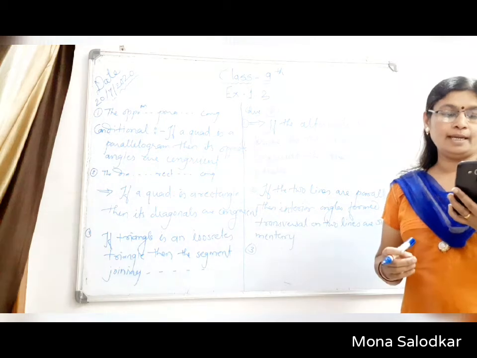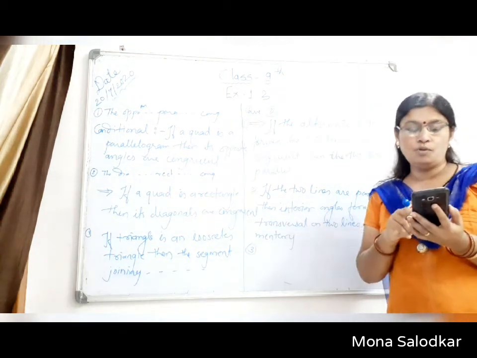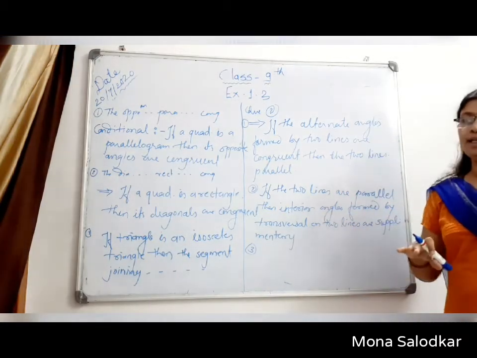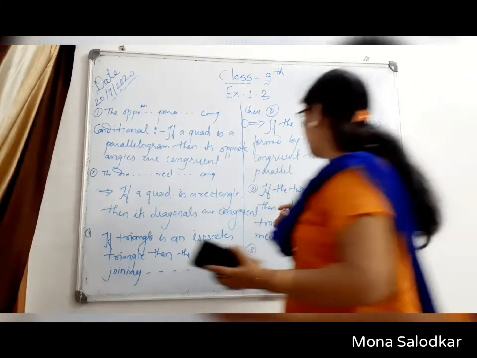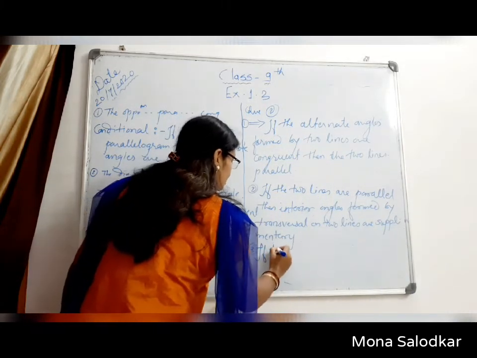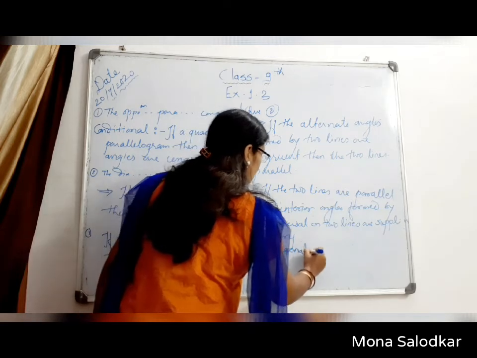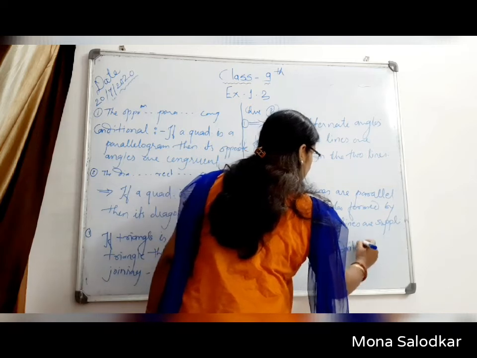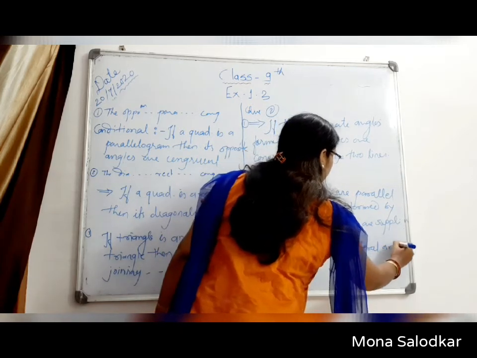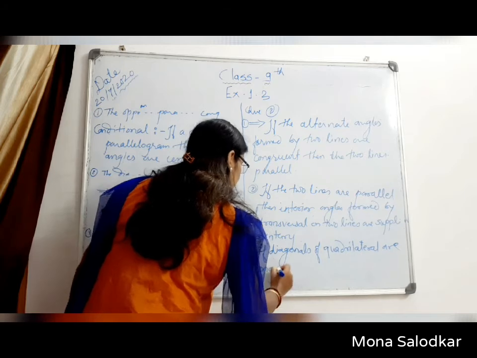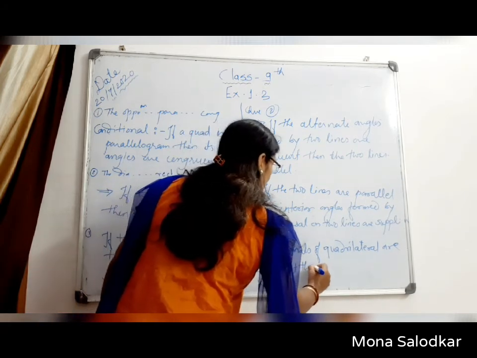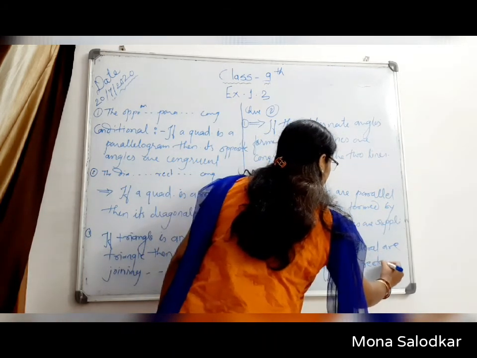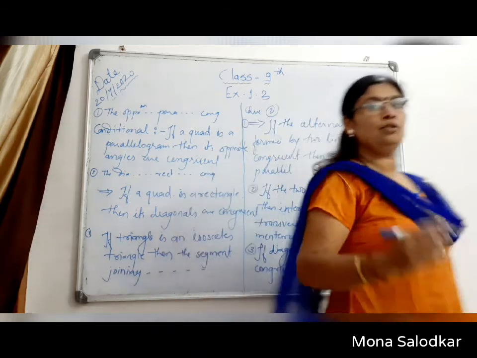The diagonals of rectangle are congruent. Diagonals of rectangle are congruent means rectangle is given here in true statement. So in converse you have to show that it is a rectangle. So what you have to write down? If diagonals of quadrilateral are congruent, then quadrilateral is a rectangle. You have to write down in converse.